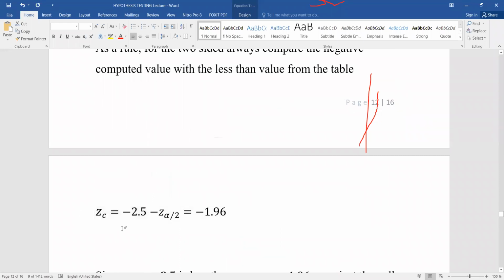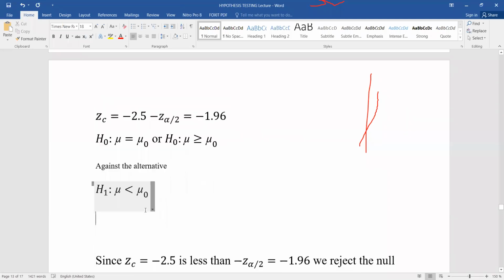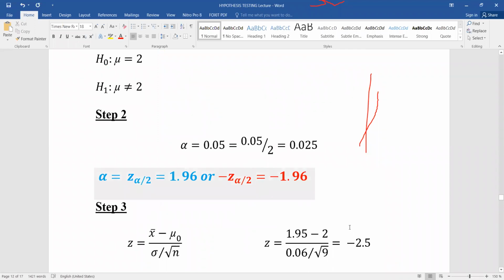Z is equal to that. Then you'll put that because we are dealing with less than. If it was positive, you go back and put the positive one, but because we are dealing with the negatives, we deal with the less than. As a rule, for two-sided, always compare the negative computed value with the less than value from the table.